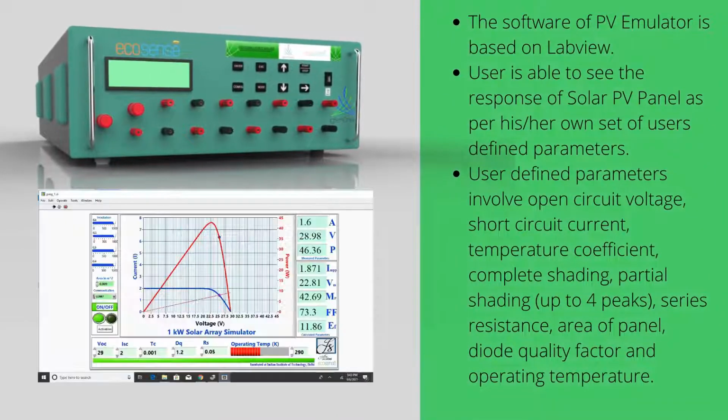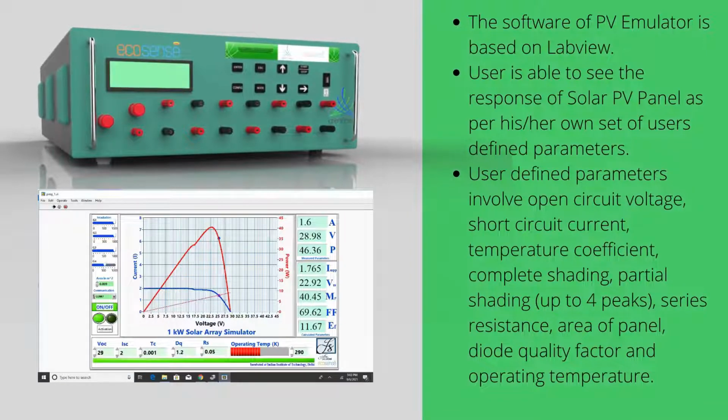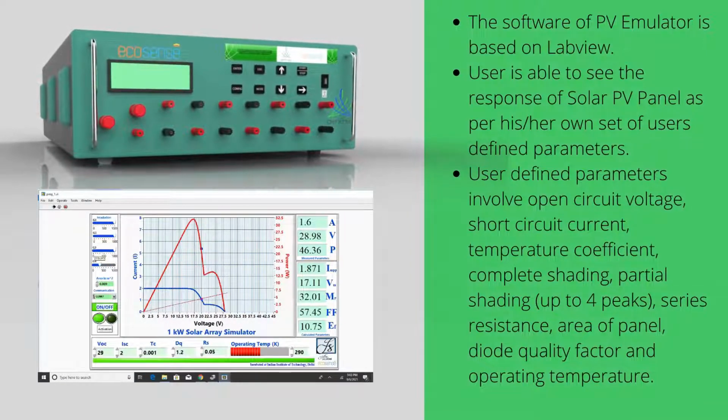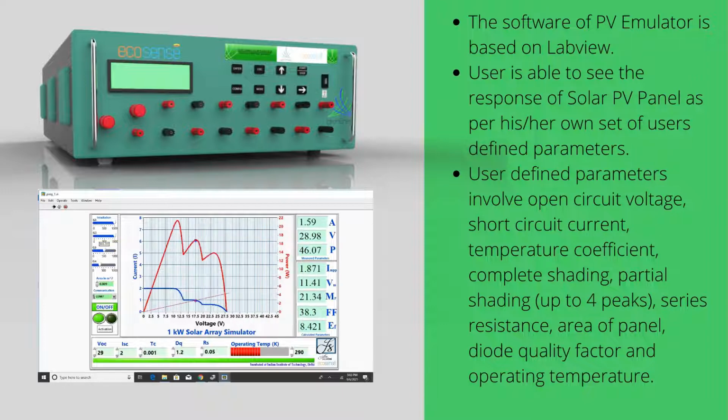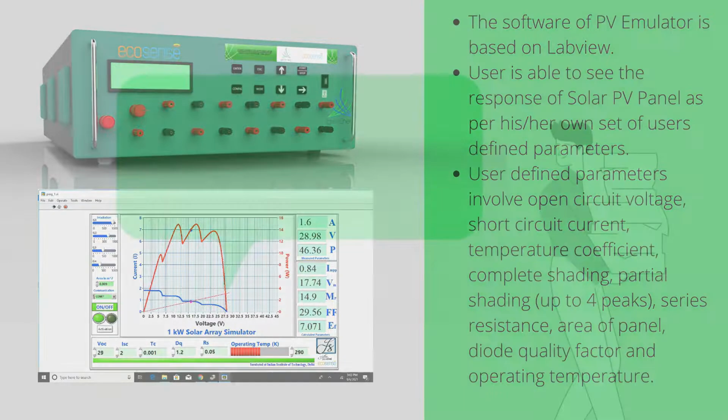EcoSense Solar PV Emulator comes with a software which is based on LabVIEW. In this software, a user is able to see the response of solar PV panel as per his or her own set of user-defined parameters. These user-defined parameters involve open circuit voltage, short circuit current, temperature coefficient, complete shading, partial shading, series resistance, area of panel, diode quality factor, and operating temperature.